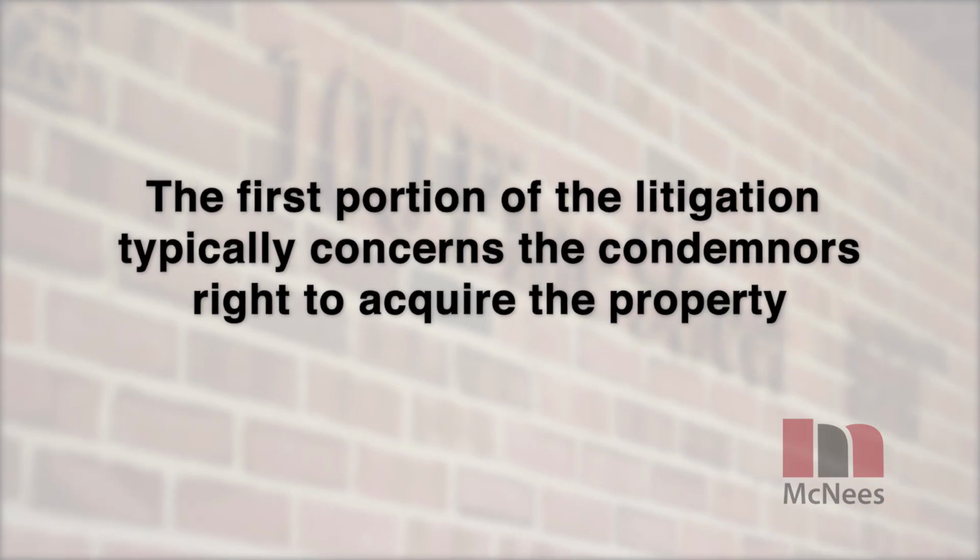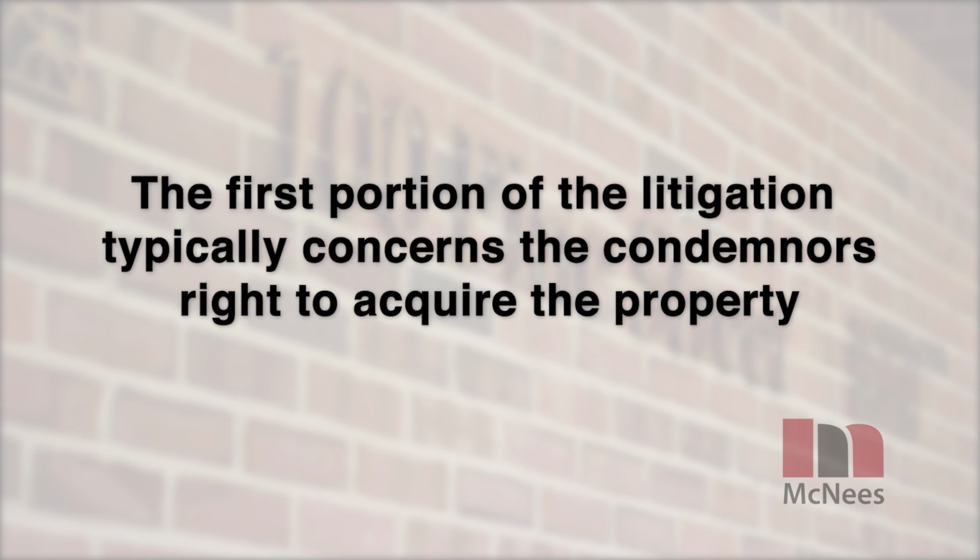It is perhaps not surprising, then, that litigation in the eminent domain context is often divided into two distinct sections. The first portion of the litigation typically concerns the condemnor's right to acquire the property. Often the question in this portion of the proceeding is whether the taking of the property is indeed for a fundamental public purpose. The condemnor often has the advantage in this stage of the proceeding, as the law, particularly federal law, is expansive in what constitutes a public purpose.